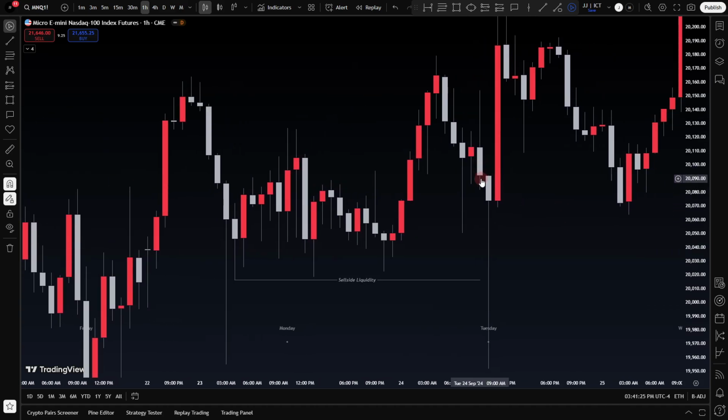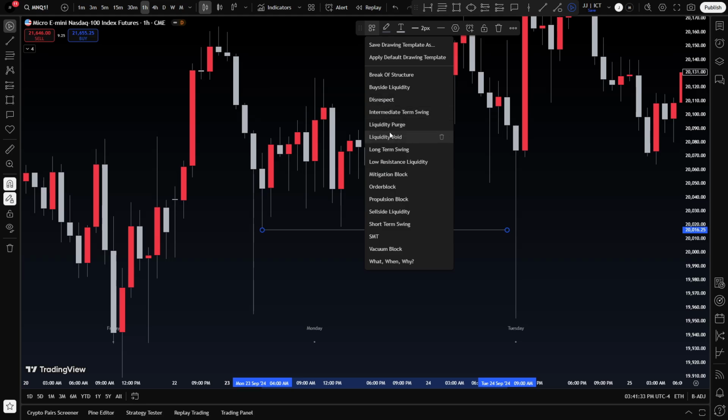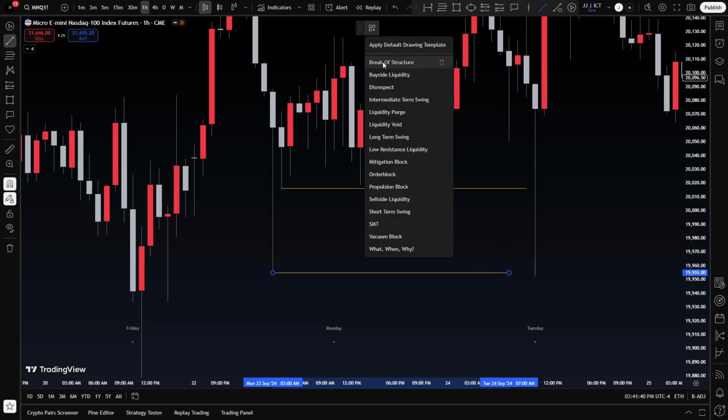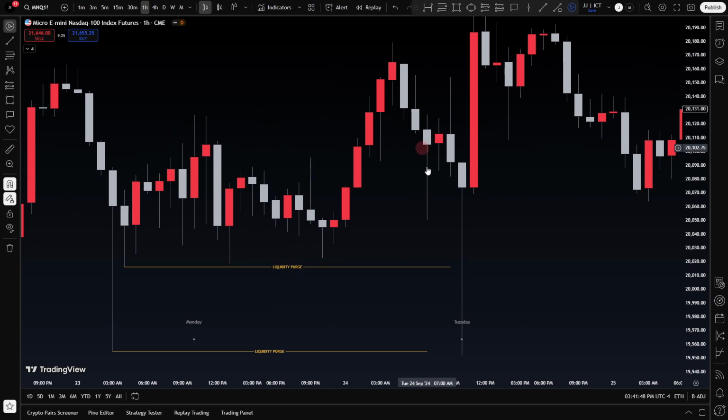9:30 kicks in at this candle, manipulates higher temporarily, comes down, completely purges all sell side down here. So we now reference this as a sell side liquidity purge. And then we even come down here to this short-term low and purge that, which is absolutely amazing, isn't it? So if I can mark that as liquidity purge, there we go. Tuesday comes down, manipulates all sell side liquidity, so that shows that price wants to go higher.